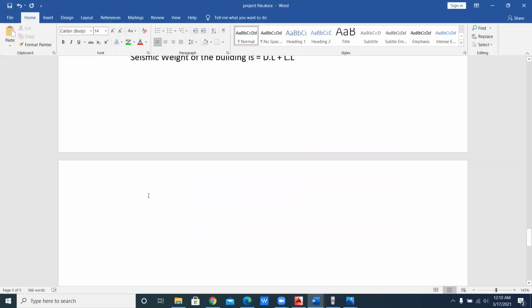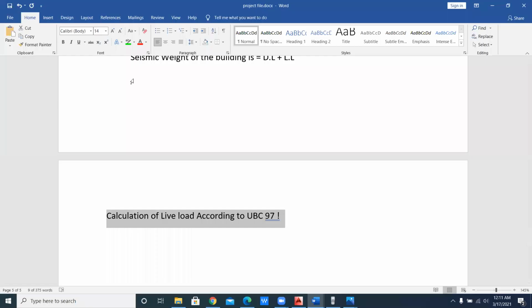So open this, and now the calculation of live load according to UBC 97. I think that is enough. We will discuss it in our next class. Okay, thank you.